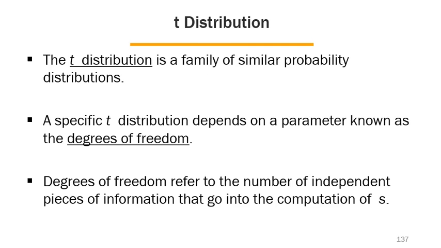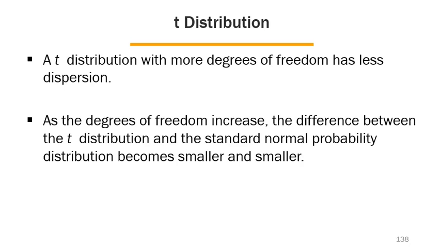So what about the t distribution? The t distribution is a family of similar probability distributions. A specific t distribution depends on a parameter known as the degrees of freedom. So that's n minus 1 in these cases. The degrees of freedom refer to the number of independent pieces of information that go into the computation of s, the sample standard deviation. A t distribution with more degrees of freedom has less dispersion, and as the degrees of freedom increase, the difference between the t distribution and the standard normal probability distribution becomes smaller and smaller. So conceptually, as n gets very large, the difference between t and z becomes less and less meaningful.